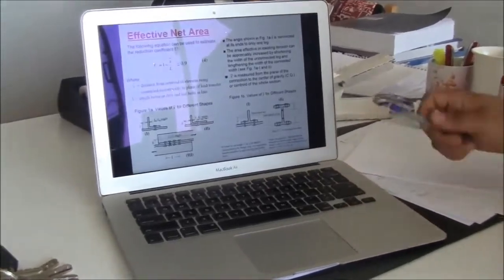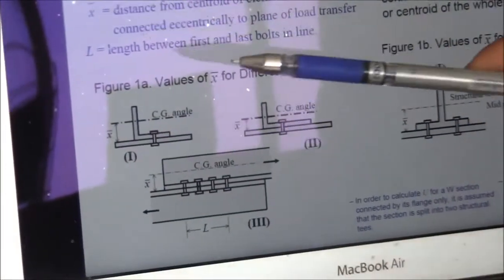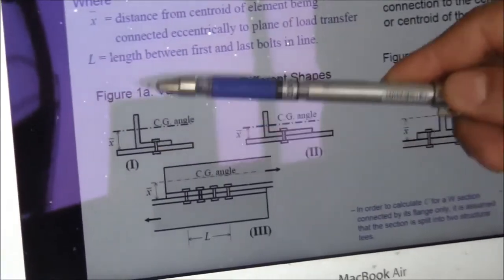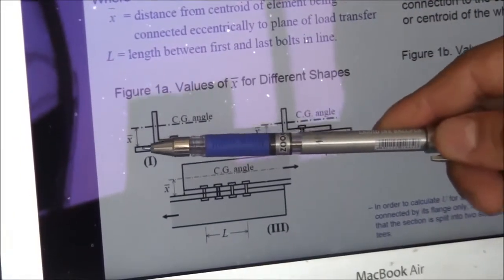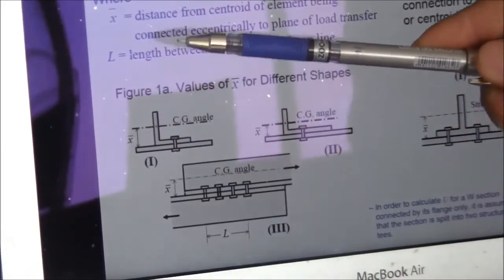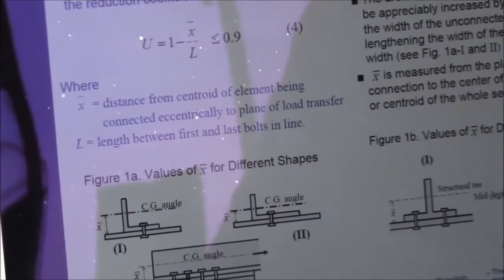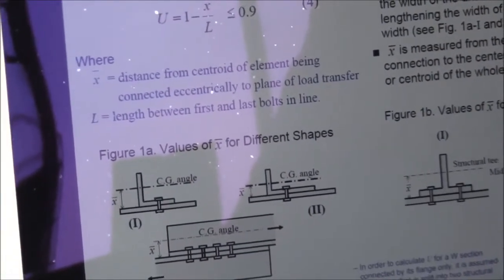Let's go through these. So this is the formula again, 1 minus x bar over L. If you look at the angle here, this is the plane of shear transfer. It means this plane is between the connecting plate and the member here. So your x bar in that formula is the distance from here to the centroid of the angle. And you have to be careful. If the angle is aligned so that the bigger leg is up or the bigger leg is down, you should know where to go in the manual and what you got.